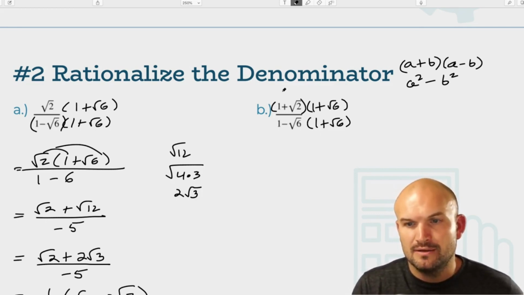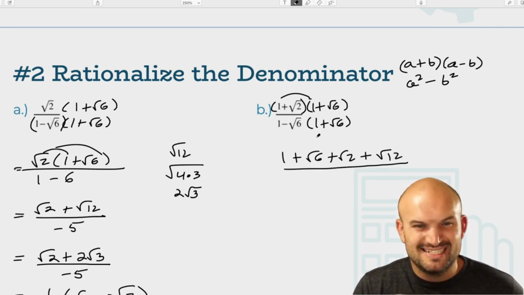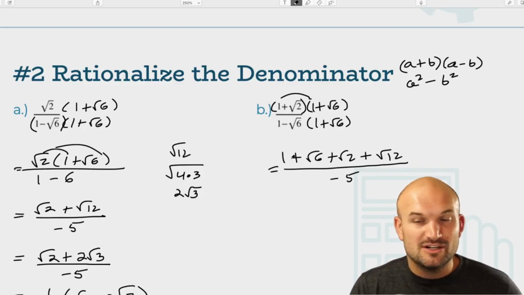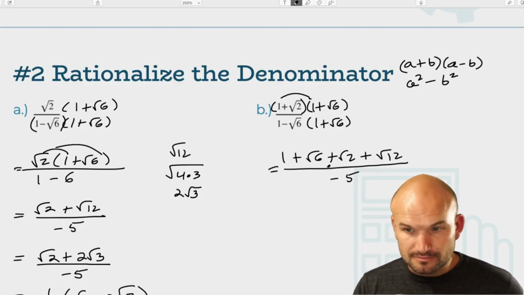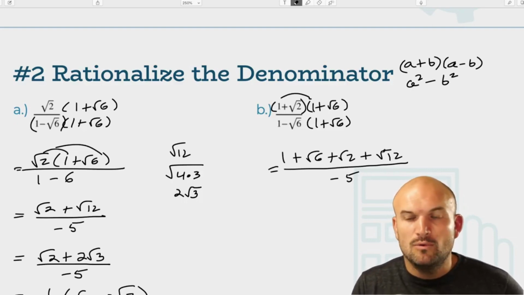So that would be, let's see, 1 plus the square root of 6 plus the square root of 2, and then that's going to be plus square root of 12. My denominator is exactly the same, so I'm just going to rewrite that as a -5. And then up here, it's just going to be combining like terms. Well, again, remember, we can only combine like terms if they have the same radicand. Well, I can simplify this to 2 square root of 3.